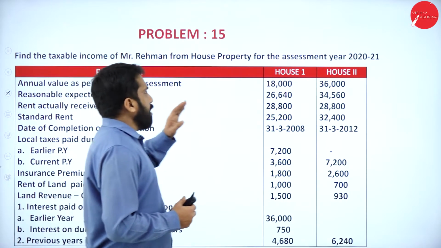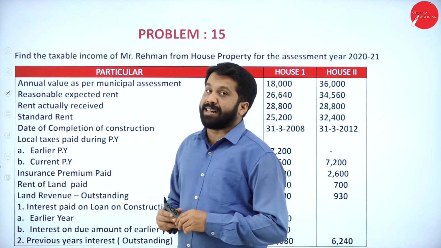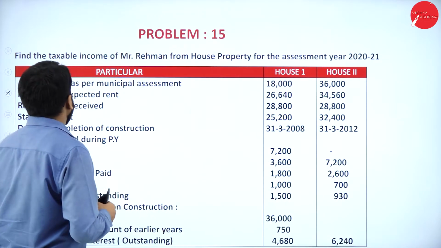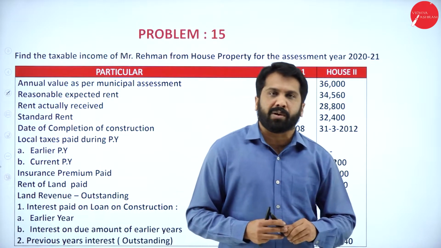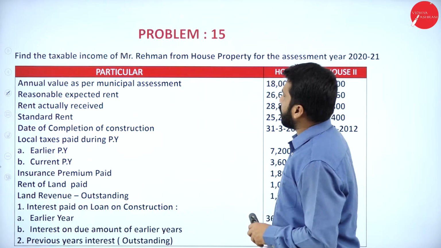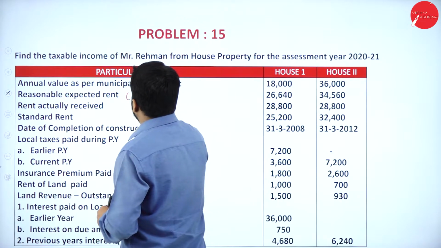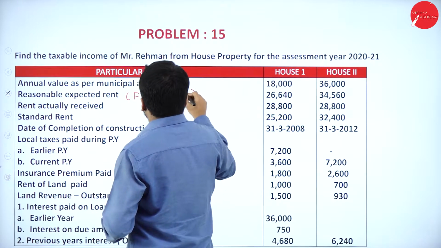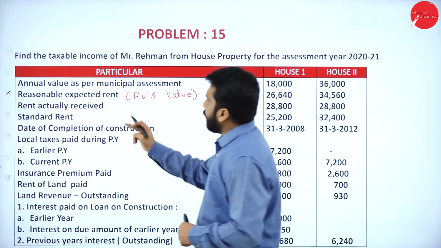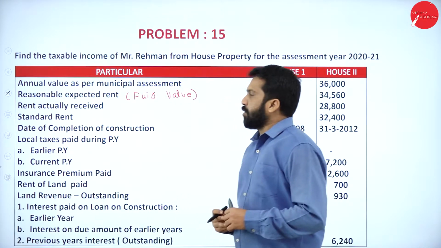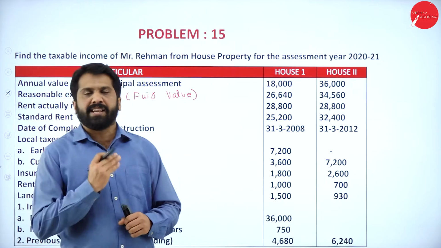You have house 1 and house 2. We have 2 houses here. All 2 we consider as let out property. Now, annual value as per municipal assessment, you know that we call it the municipal value. Along with that, reasonable expected rent. What is reasonable expected rent? We call it fair value. Reasonable expected rent is called fair value. Along with that, we have rent actually received, and we have standard rent also. These are the informations we have.